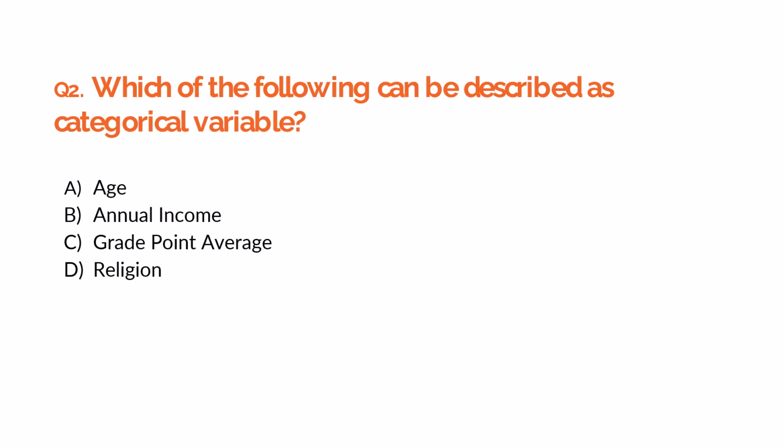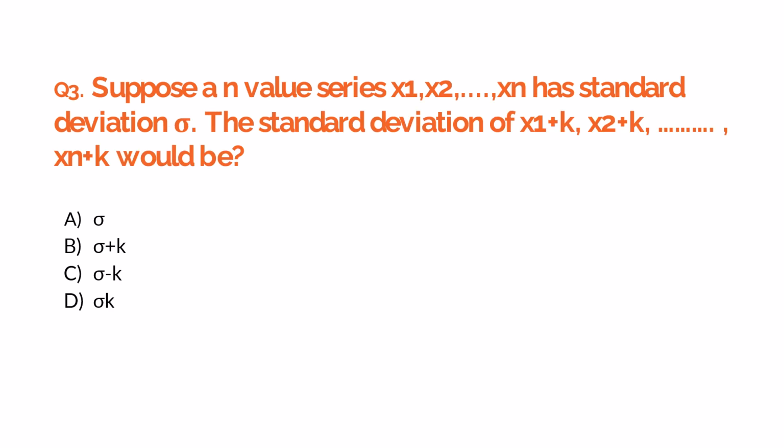Which of the following can be described as a categorical variable? So religion is a categorical variable. It can be categorized as Hinduism, Islam, Christianity, etc. Now moving on to the next question.